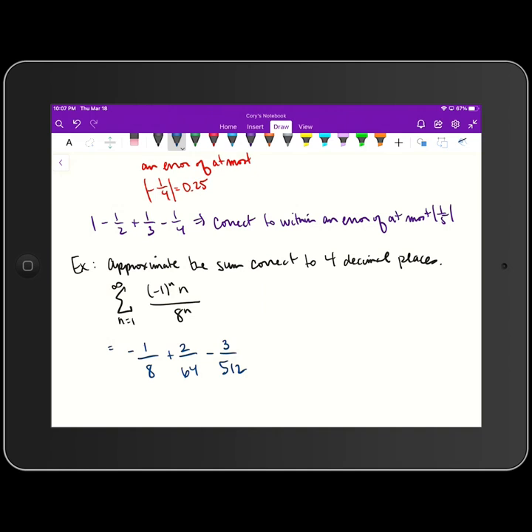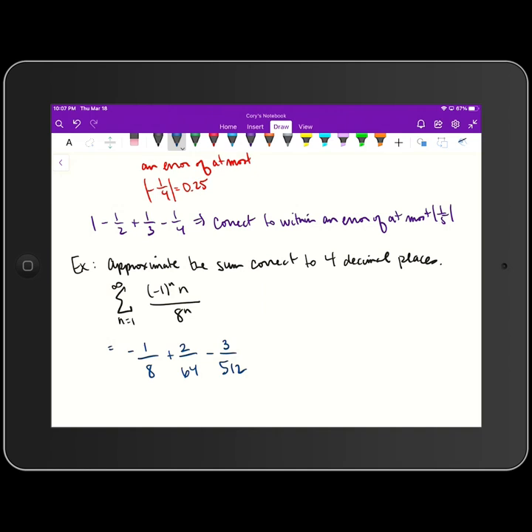So if we want to approximate the sum correct to 4 decimal places, we want the first neglected term. So if you think about your decimal places, the first decimal place is the tenths place, which is 1 over 10.